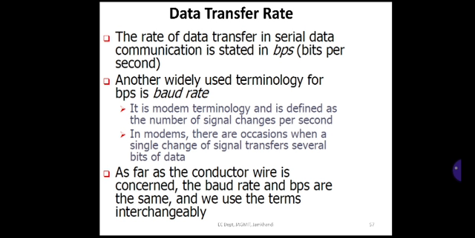Data transfer rate. As we know, the rate of data transfer in serial communication is stated as BPS, that is bits per second. So we usually use this statement to measure the rate of data transfer in serial communication, which is nothing but bits per second. There is one more, which is called baud rate. Another widely used terminology for BPS is baud rate.